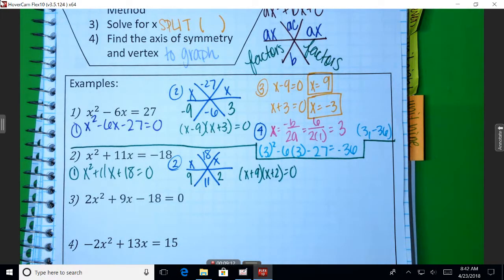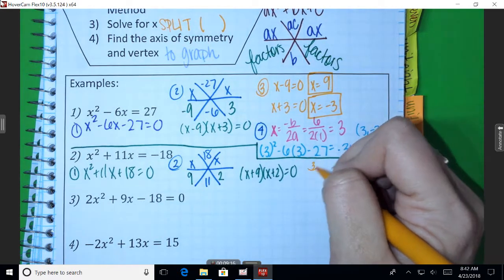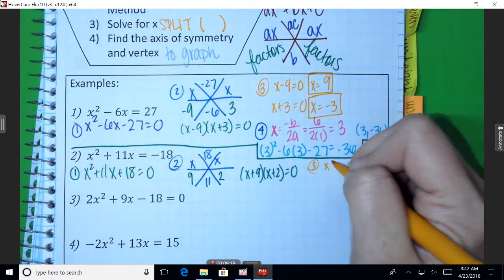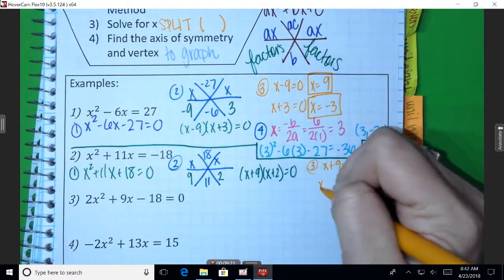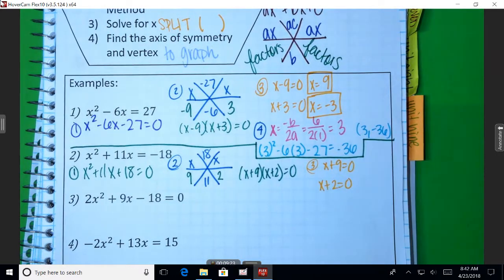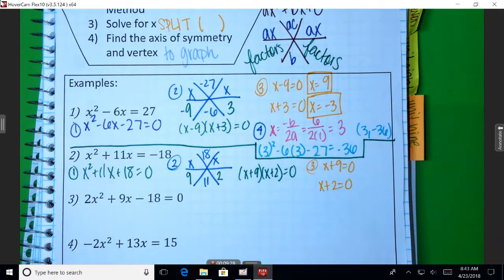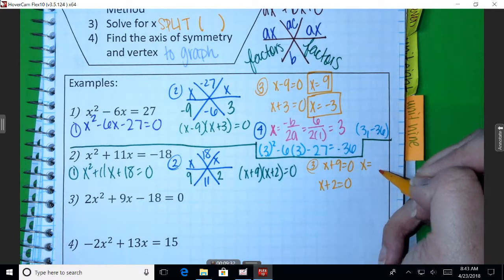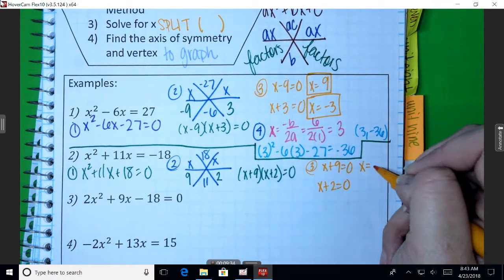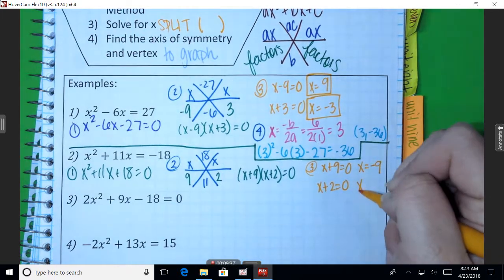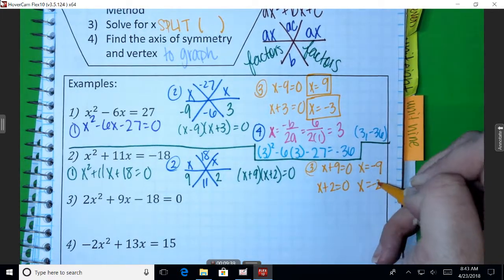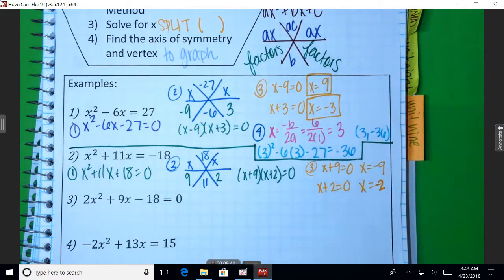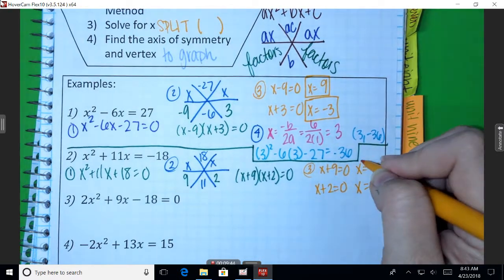What is step 3? Split it. So we say x plus 9 equals 0 and x plus 2 equals 0. Ooh, we may have to go to the back of our paper for 3 and 4. So what's our first x-intercept? Yes. And what's our second x-intercept? Good. Everybody take a point for the second one. Marble, you get a point for the first one.